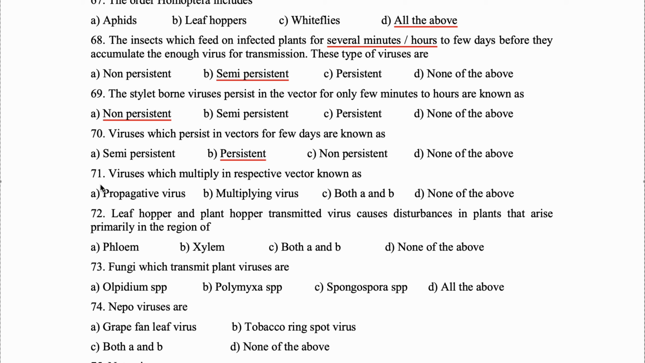Just go with the flow. Question 71. Viruses which multiply in their respective vector are known as propagative, multiplying viruses. Answer is both A and B.